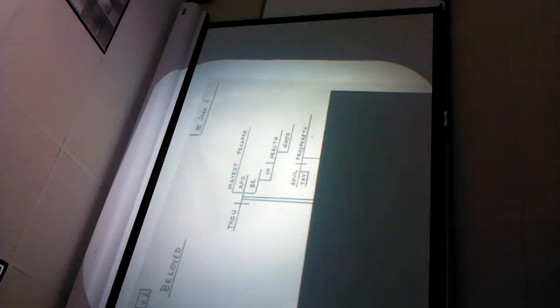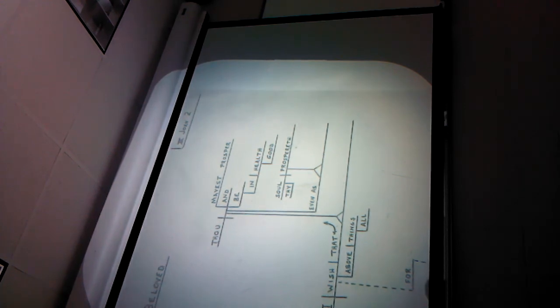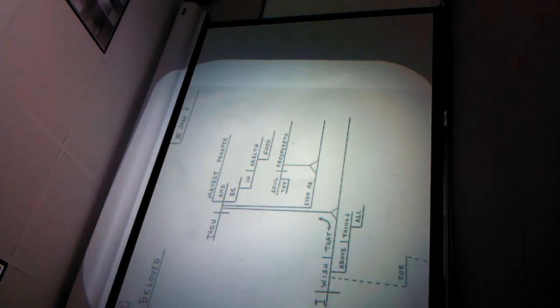Beloved, I wish that thou mayest prosper and be in good health, even as thy soul prospereth. That's right. Any questions on this verse? Yes, sir. Are these diagrams according to the Schofield King James? Yeah, according to my Schofield King James, anyway.